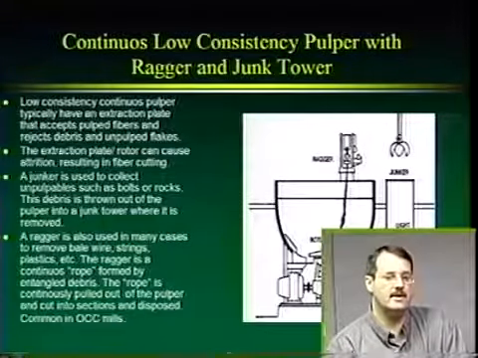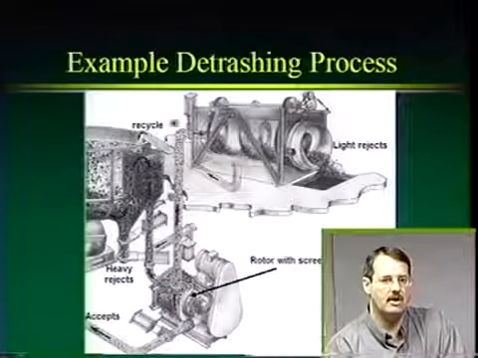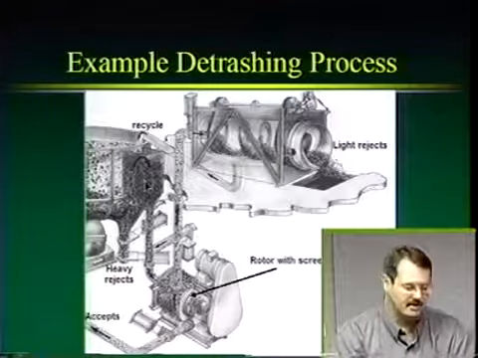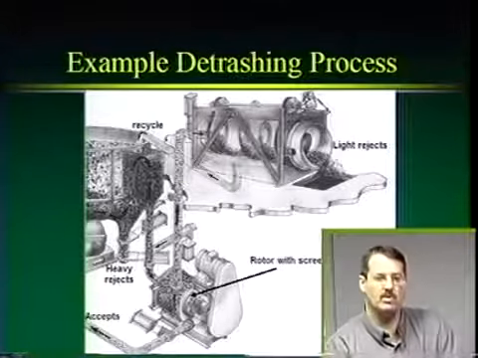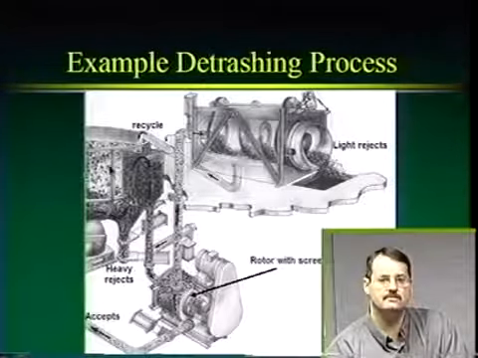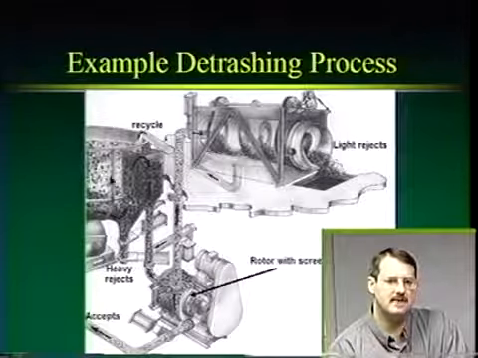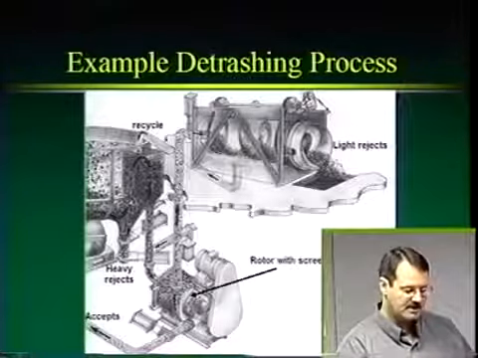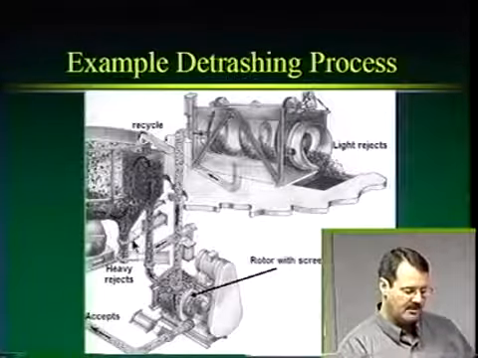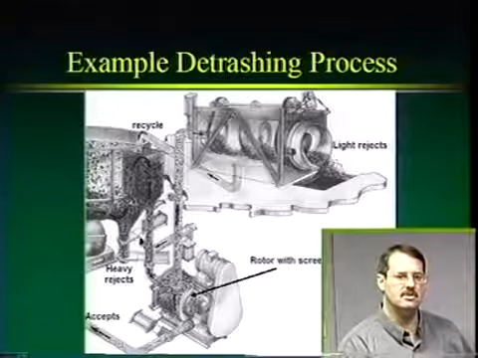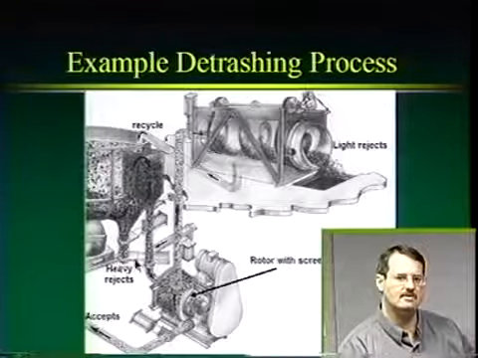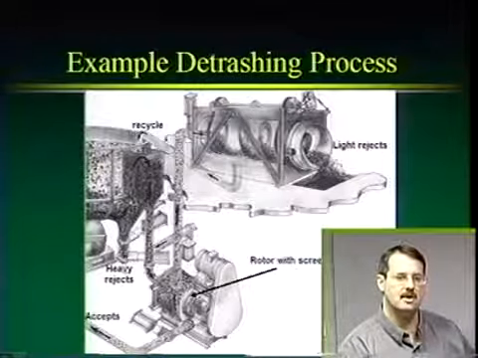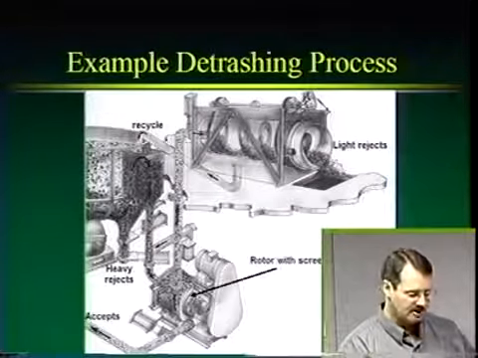Now, another way that a continuous pulper can work is the following. It has what's called an external detrashing unit or process, and we've got to pay close attention to what's going on here. Here's our pulper, and it's being fed continuously. Heavy rejects fall down to the bottom of the pulper, and we've got two valves here. This valve is usually in the open position and the large contaminants fall down, and this valve is closed. When you get a large enough amount of contaminants, that valve will close, that valve will open, and it will intermittently dump heavy rejects.